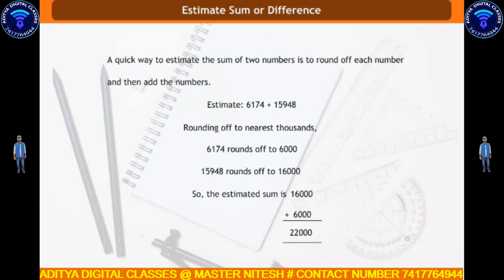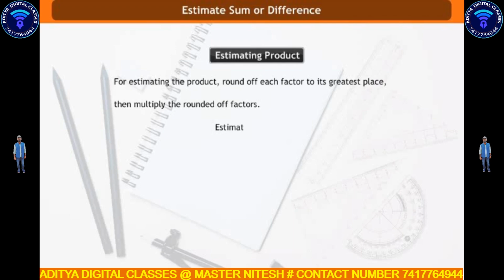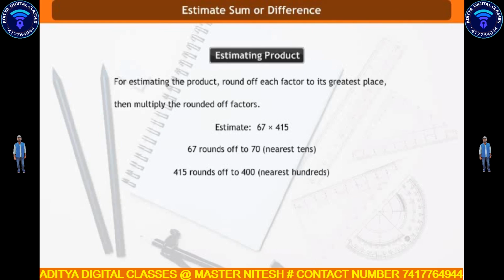In the same manner, we can find the estimated difference. For estimating the product, round off each factor to its greatest place. Then multiply the rounded off factors. For example, let us estimate the product 67 into 415. 67 rounds off to 70 and 415 rounds off to 400. Thus, the estimated product is 70 into 400, which is equal to 28,000.